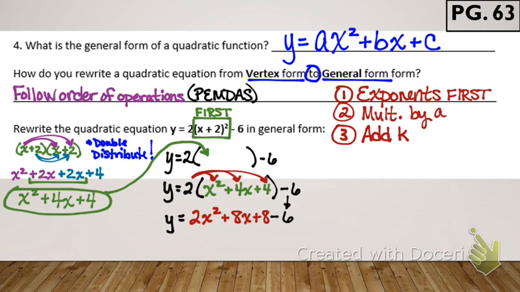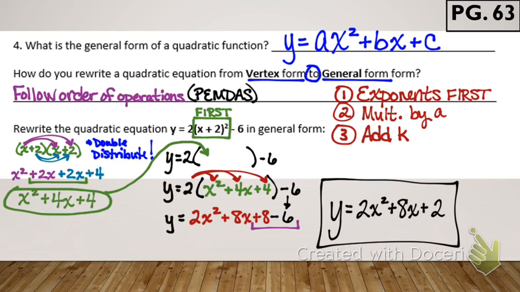Now I'm going to add my k, or in this case we're going to subtract because k was negative. I can combine these two terms together. And what would happen when I combine those? 2. Yes, I get y equals 2x squared plus 8x plus 2. Is that in ABC form like this?